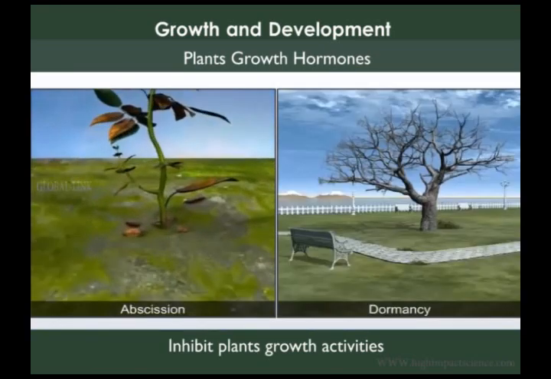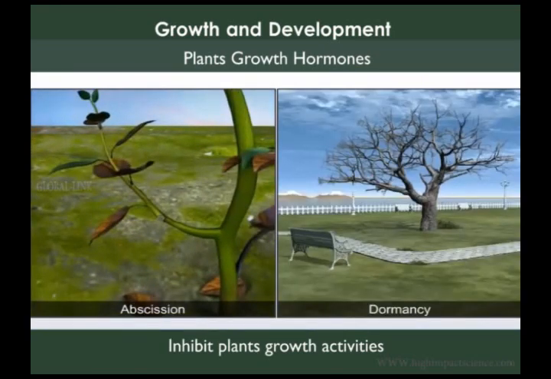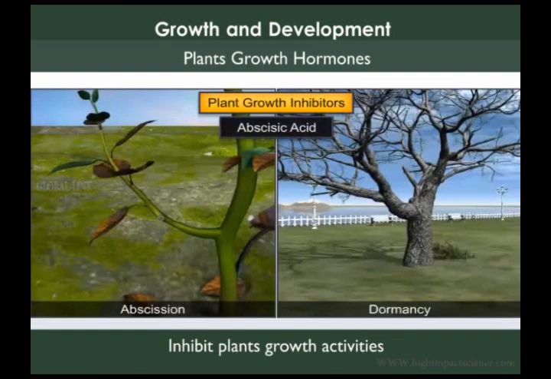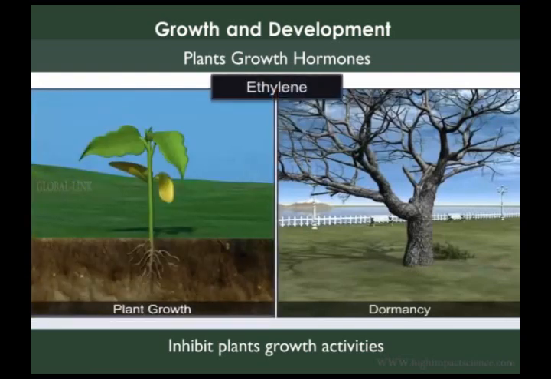Abscission, that is the falling of leaves due to a scar, and dormancy, that is a state of inactivity, are due to the actions of plant growth inhibitors. Abscisic acid acts as a plant growth inhibitor, while ethylene can act both as a promoter and an inhibitor.